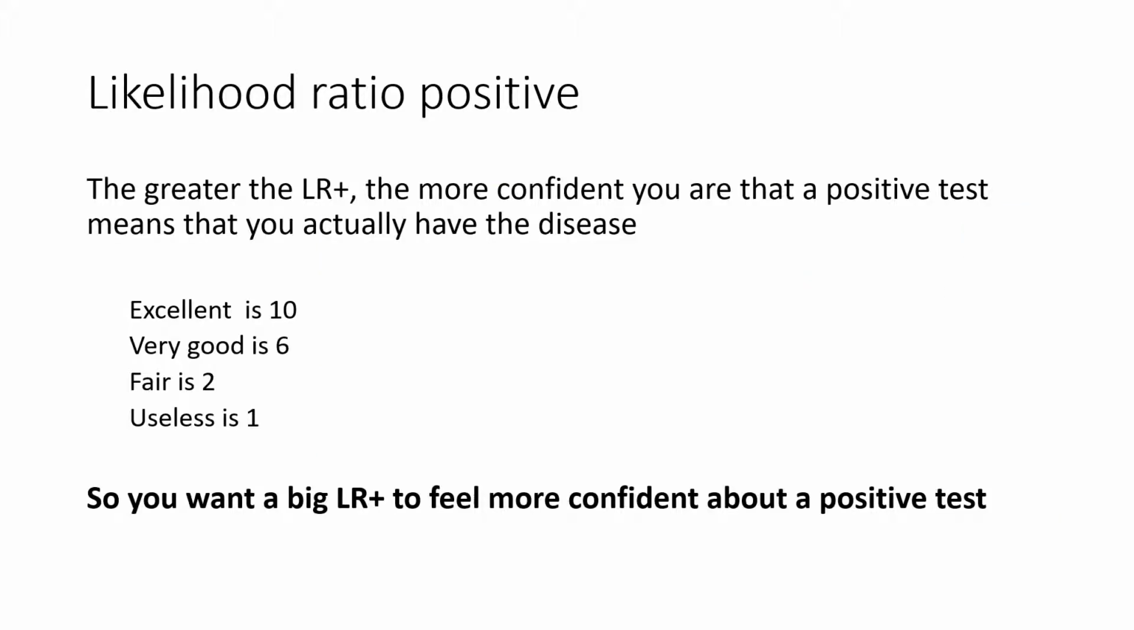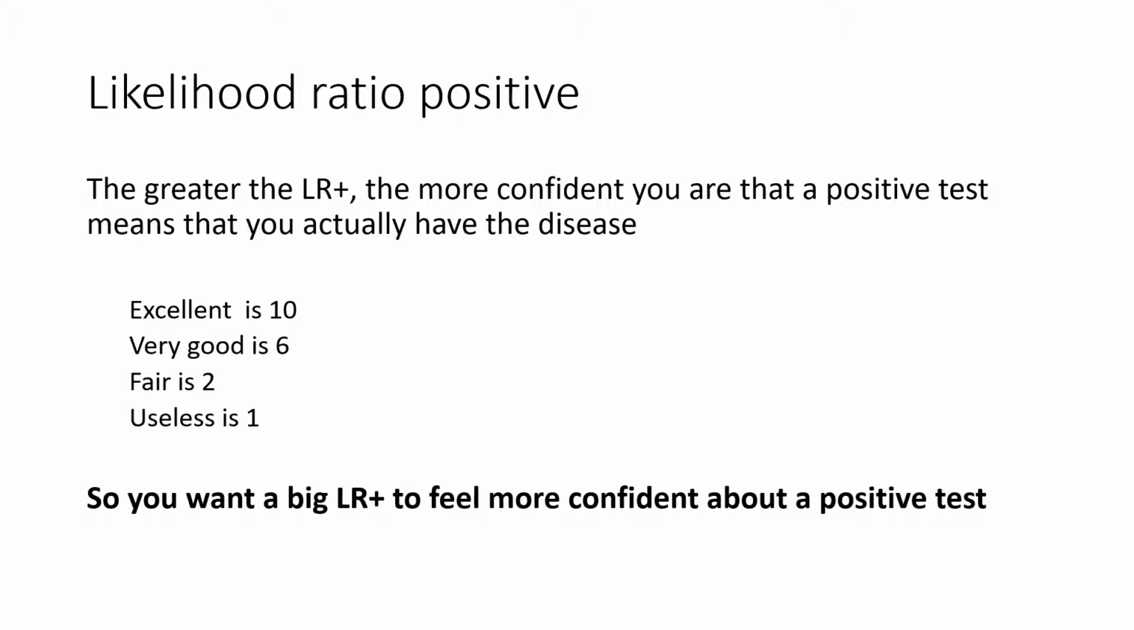Now, to have confidence in a positive test that is a true positive, you want a really big likelihood ratio positive. So an excellent likelihood ratio positive is 10 or above. So if you have an LR positive of 10, it means you're 10 times more likely to have a positive test with the disease as opposed to having a positive test without the disease.